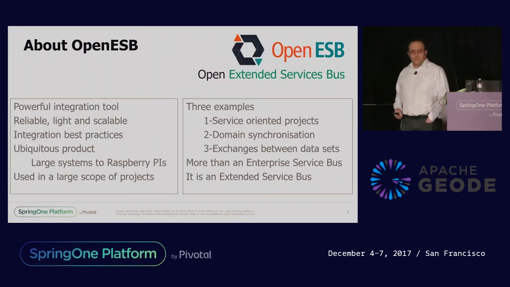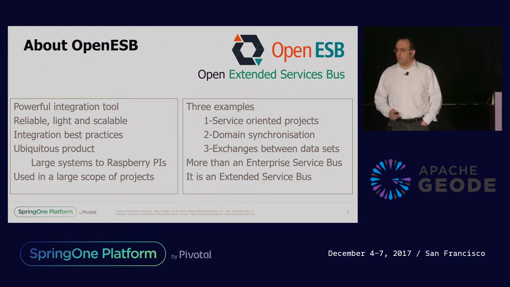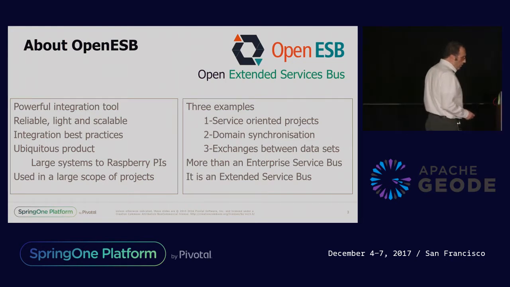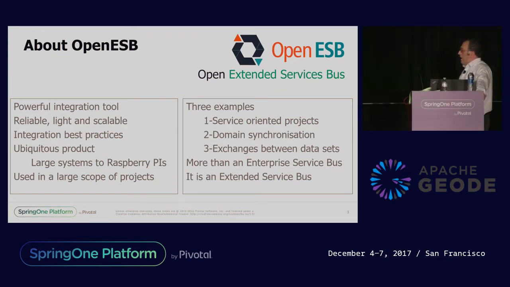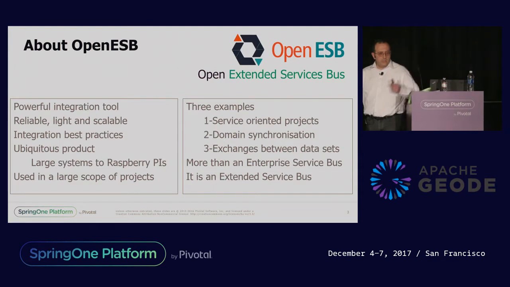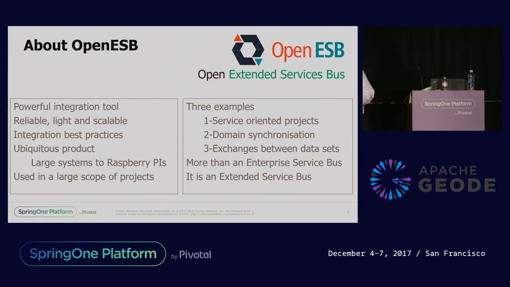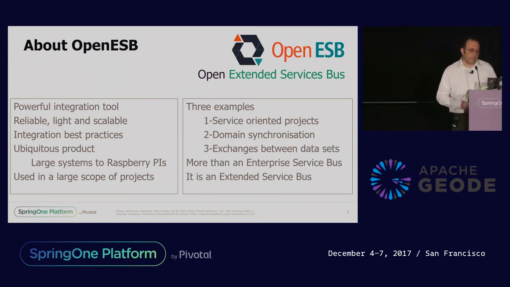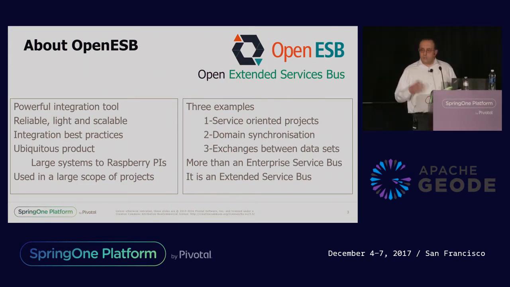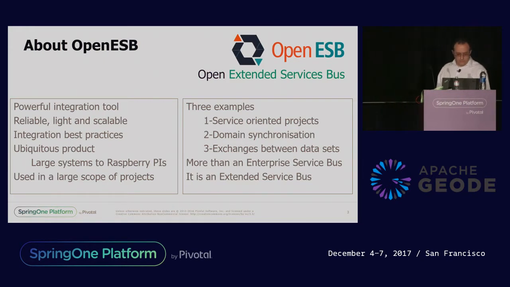Quickly about OpenESB, some of you know the product. OpenESB is an integration tool, reliable, light, scalable. And it's a ubiquitous product because you can run it on very large systems with dozens of instances running on the cloud, but also on a very small Raspberry Pi, since we need only a few hundred megabytes to run our application. In the next slides, I would like to give you a flavor of what we can do with the product, and you will see why we try to use Geode.